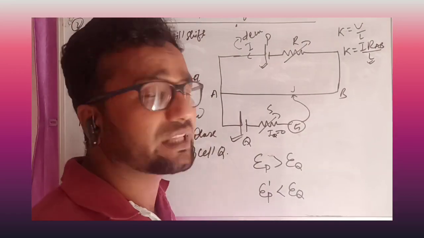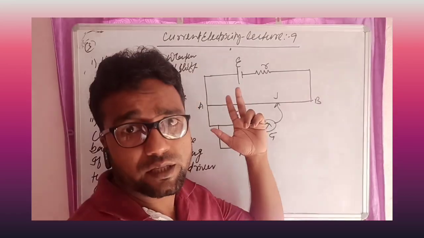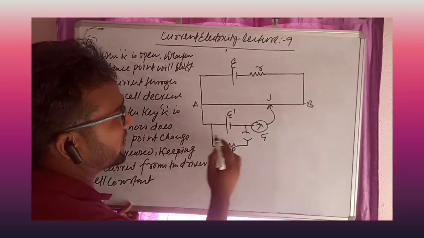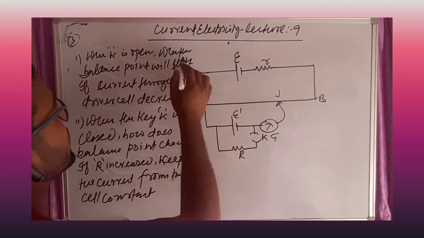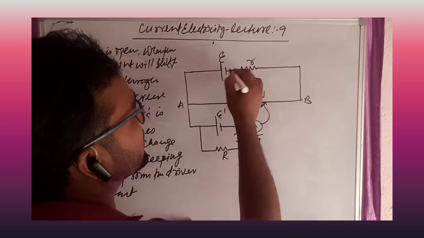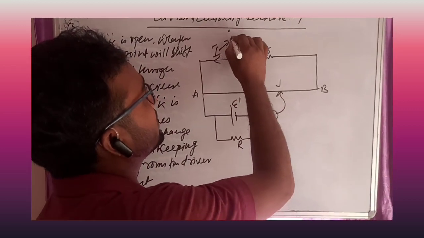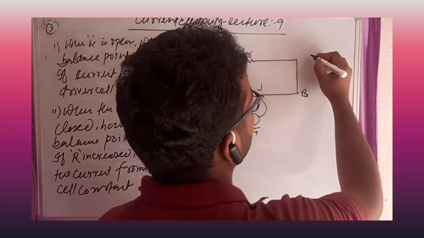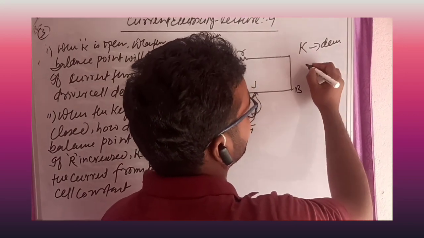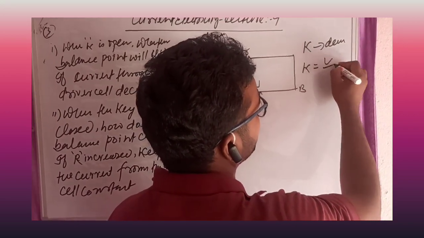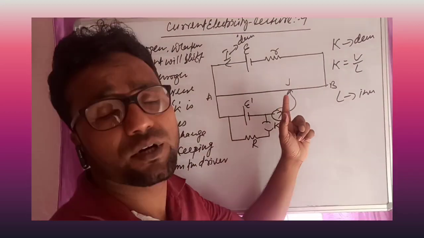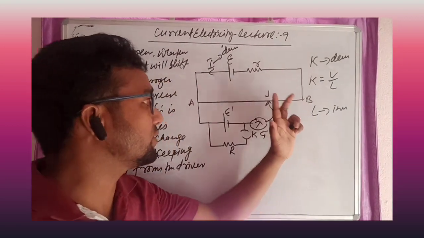Now we will shift to the next question, question number 3. In this question, the first one is: when K is open, whether the balance point will shift if current through the driver cell decreases. फिर वही क्वेश्चन है कि अगर this I will decrease, no doubt this I will decrease, then K also will decrease, and when K will decrease, then we have K equal to V by L, so this L will increase, means here null point will shift towards point B.